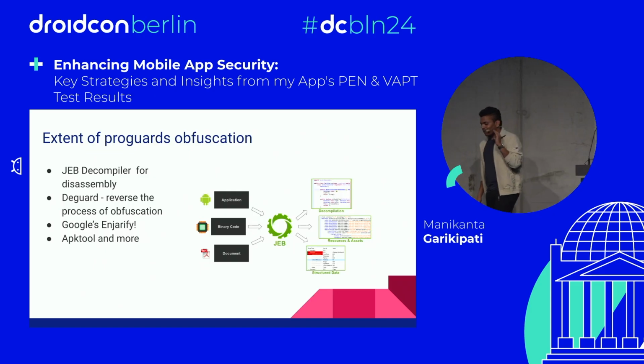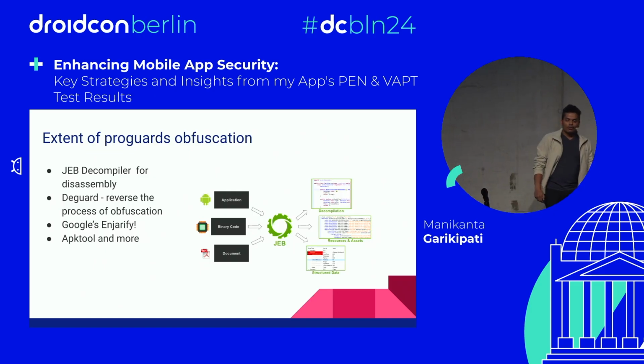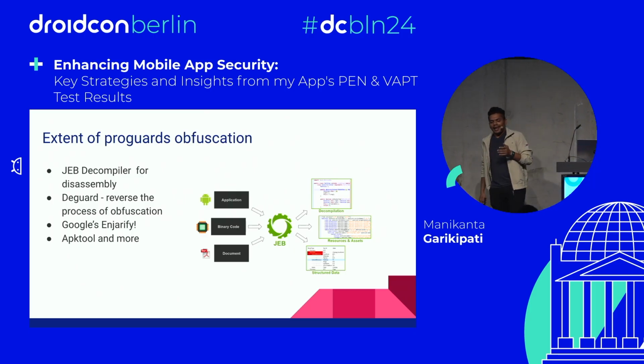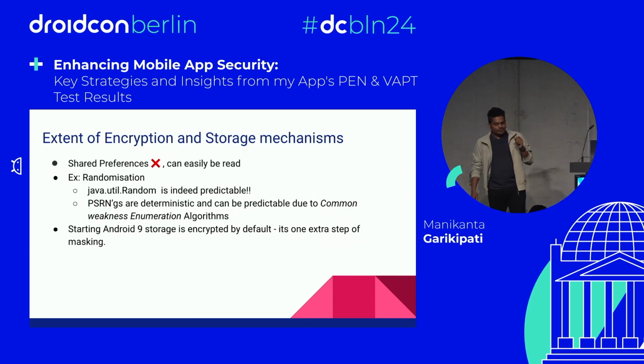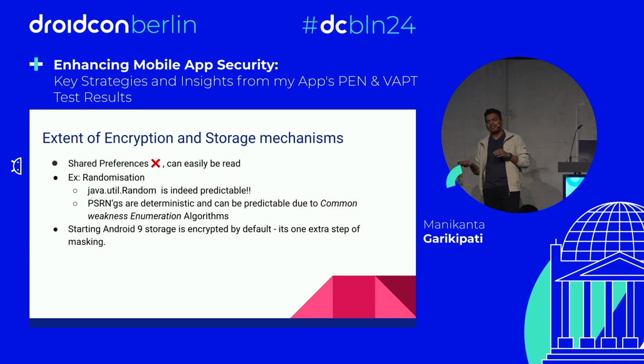But then there are professional grade tools like JADX decompiler, and even Google has Jarify, and these libraries could pretty much reverse engineer whatever you obfuscated and deobfuscate it back to look at your code. And even when it comes to encrypted shared preferences, as we all know, it could be pretty easily read.